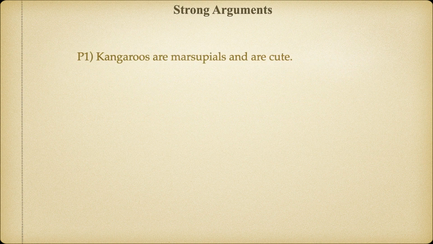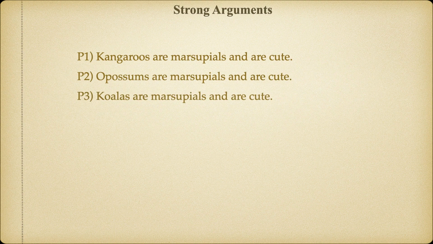Now let's look at another generalizing inductive argument. Premise 1. Kangaroos are marsupials and they're cute. Premise 2. Possums are marsupials and they're cute. Premise 3. Koalas are marsupials and are cute. Conclusion: marsupials make good pets.